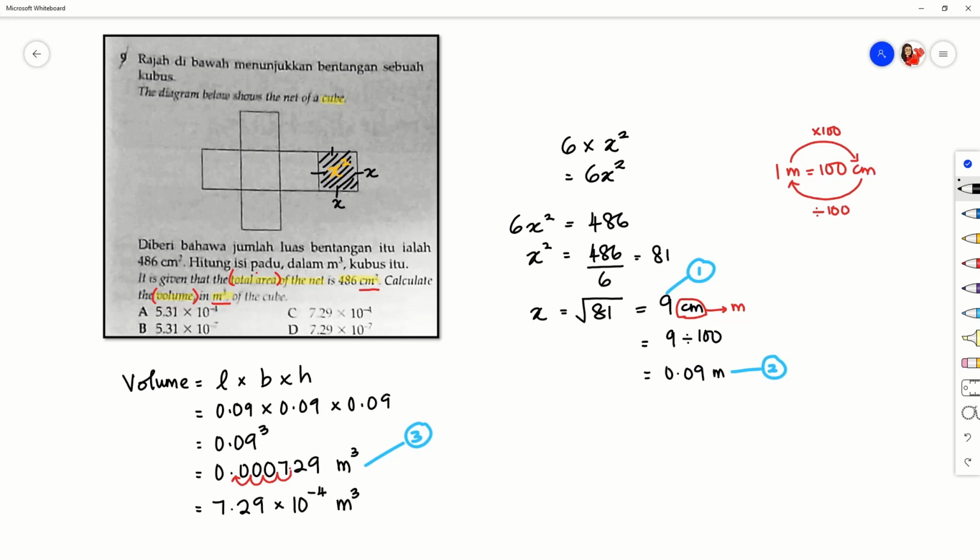And this is your final task, step number 4, and this is your answer, which is equal to this one. That means our answer is C.